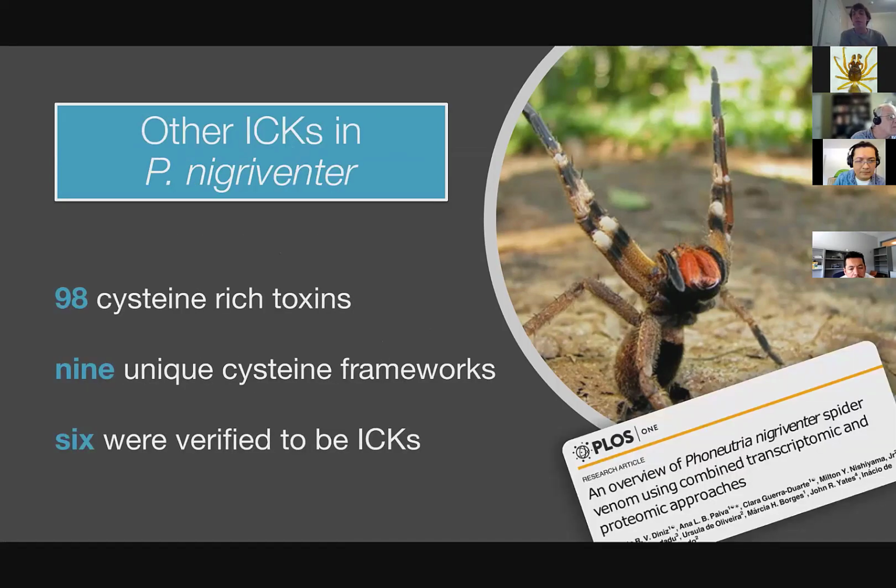There have been investigations of the transcriptome of this species, which identified lots of other inhibitor cystine knots, which we'll call ICKs. Just in this one species, there were 98 different toxins of 9 different topological frameworks, and 6 of those were verified to conform to the inhibitor cystine knot fold.